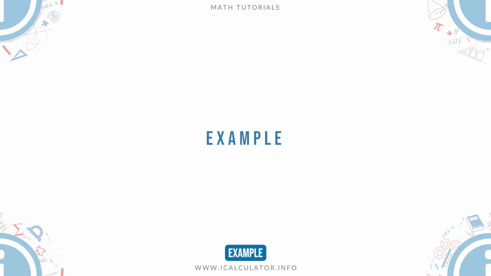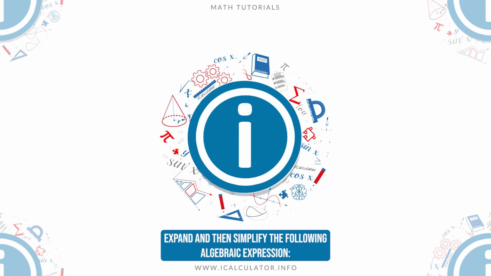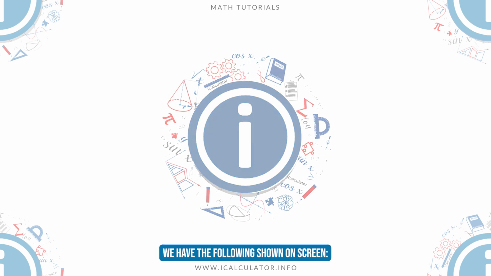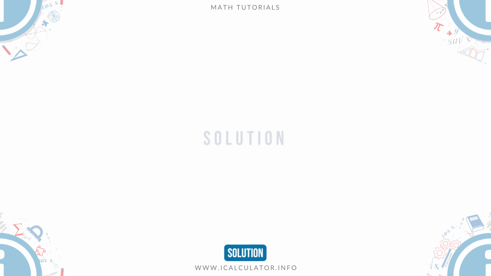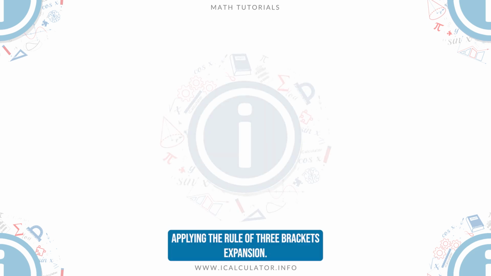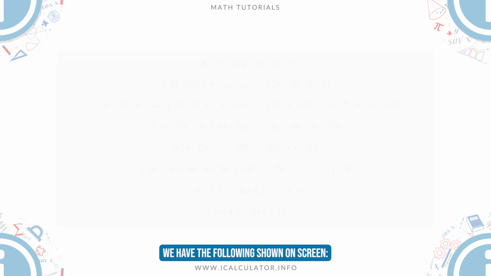Example. Expand and then simplify the following algebraic expression. We have the following shown on screen. Solution. Applying the rule of three brackets expansion, we have the following shown on screen.